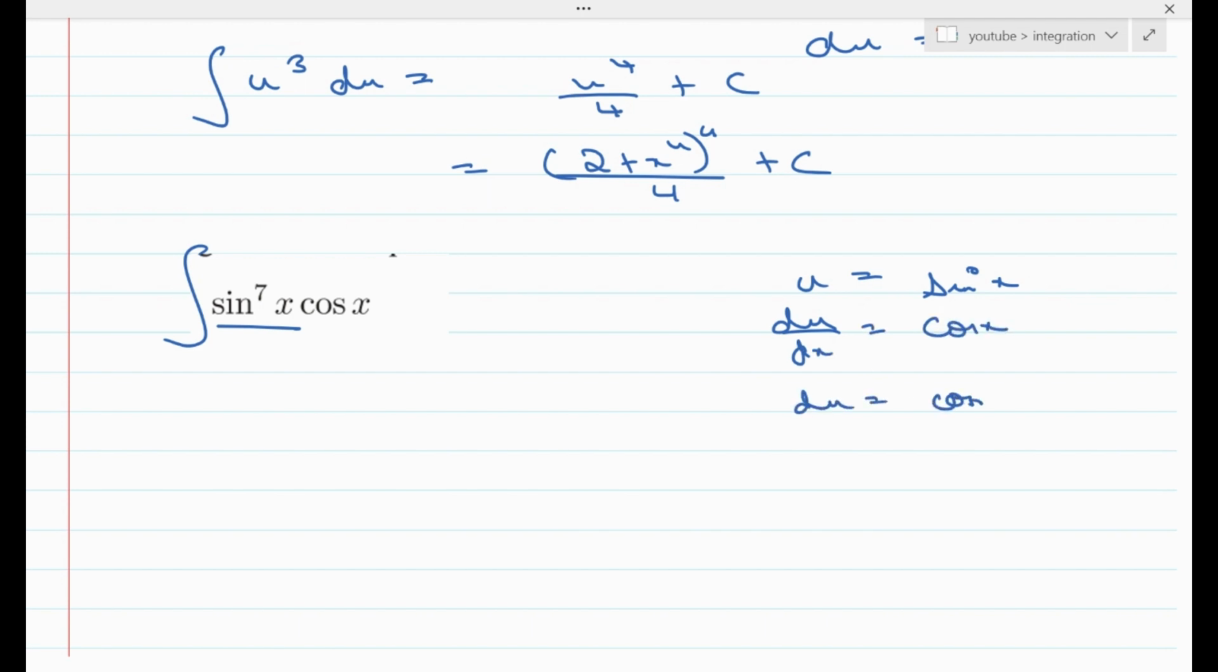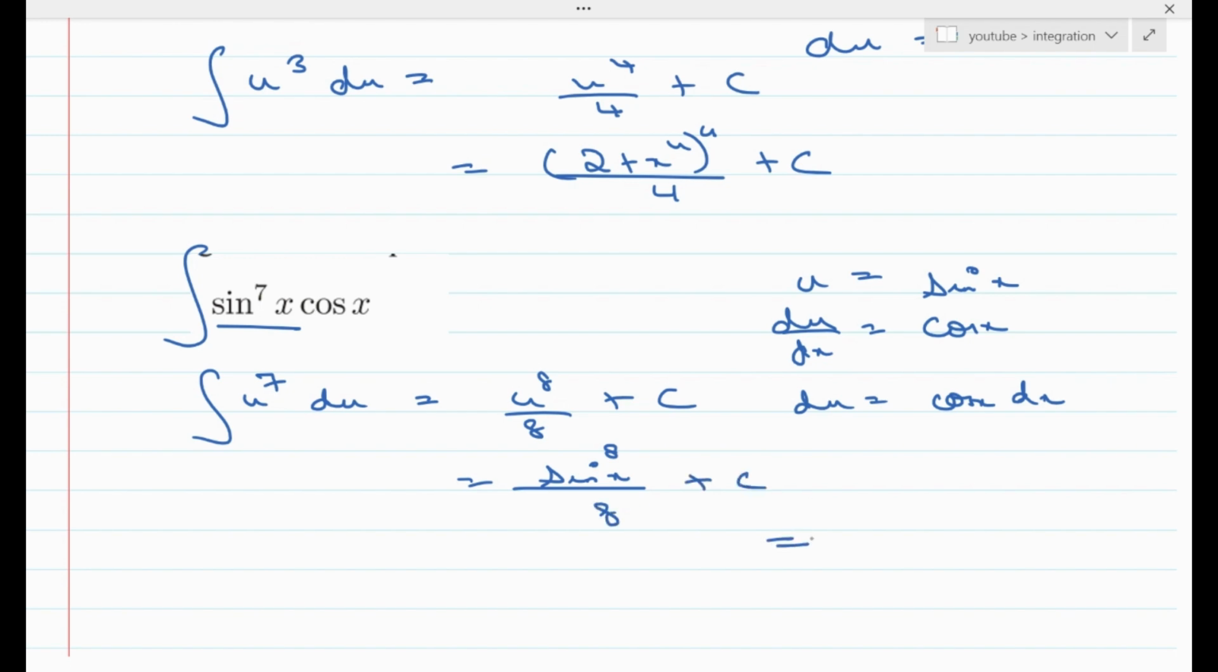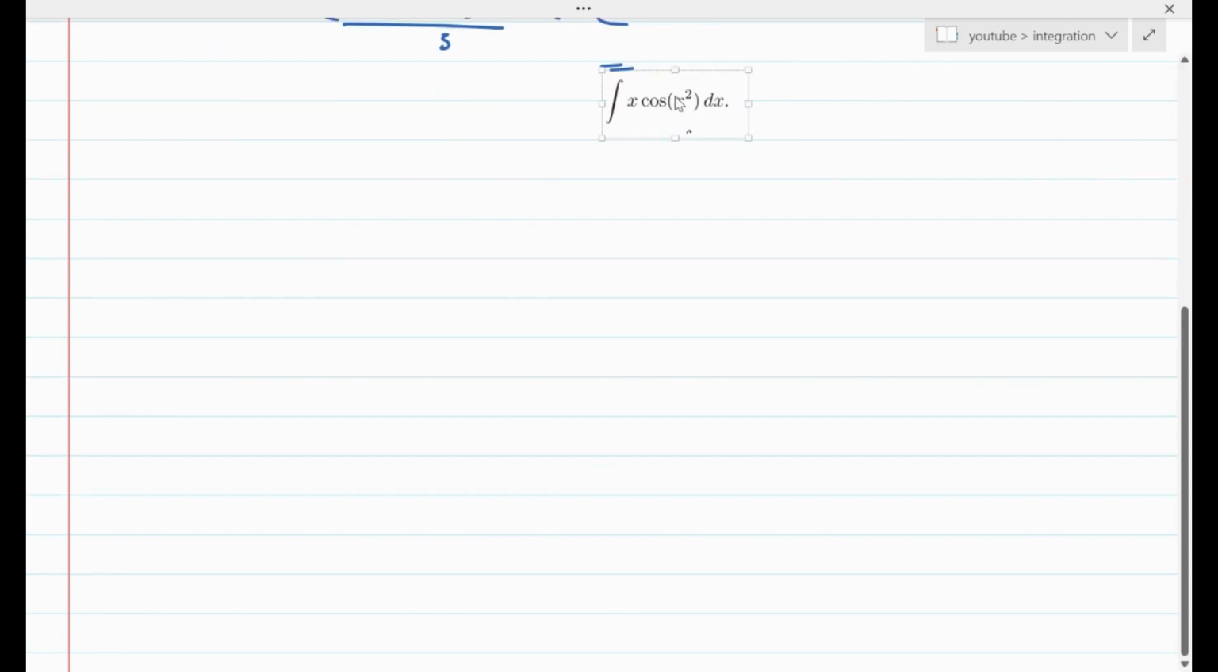So du is equal to cos x dx. And we can rewrite this as the integral of u to the power 7 du, which is u to the power 8 by 8 plus c. And since u is sine x, we can just write it as sine x to the power 8 divided by 8 plus c.